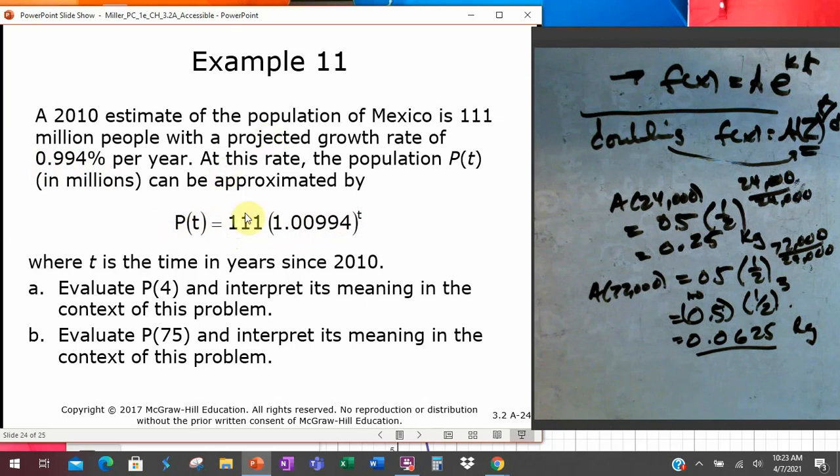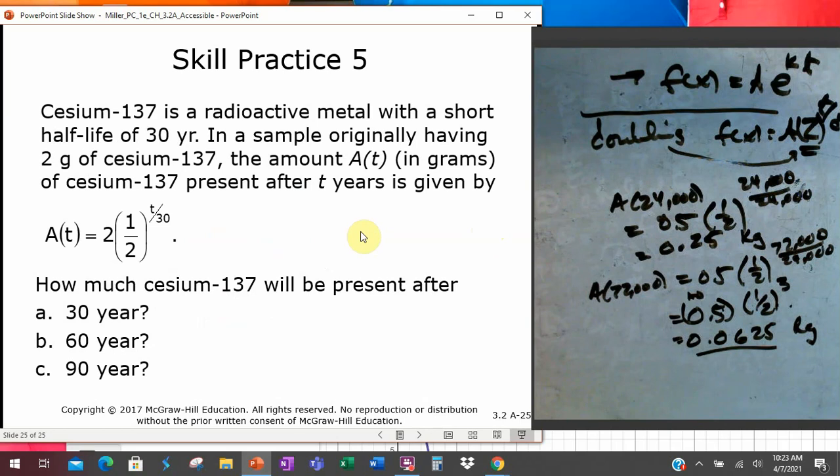So P, the population at time T, is the initial 111. The answer will be in millions, and you're just raising the growth factor to T. And then in 75 years, this would be P of 75. Okay, so I'm going to let you work on those numbers.